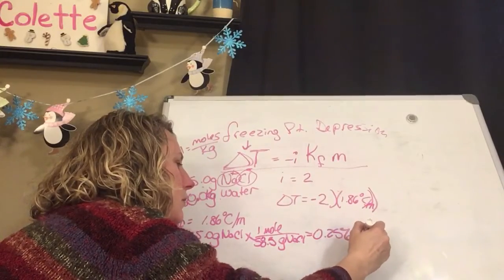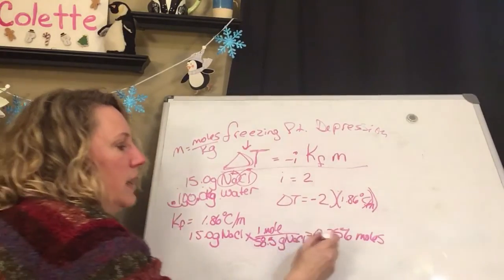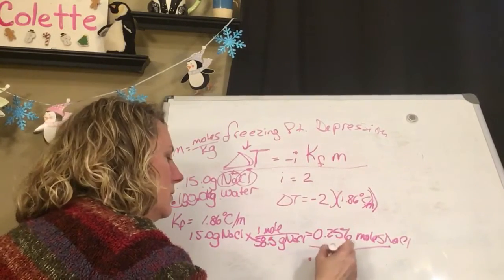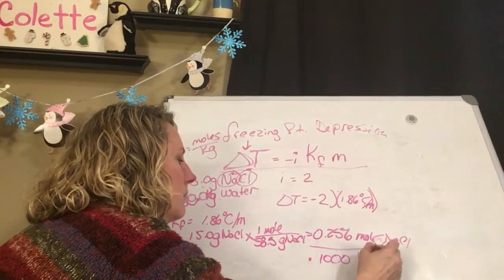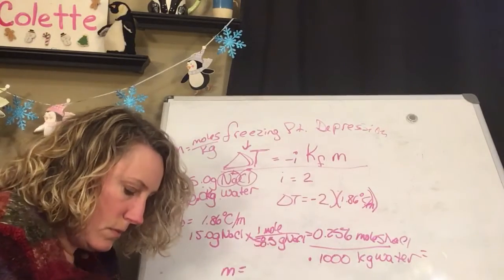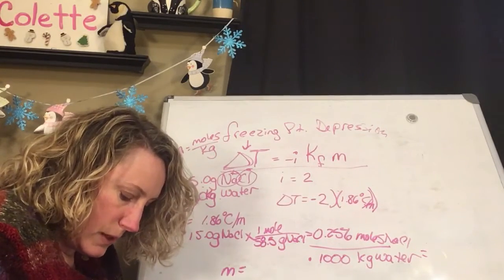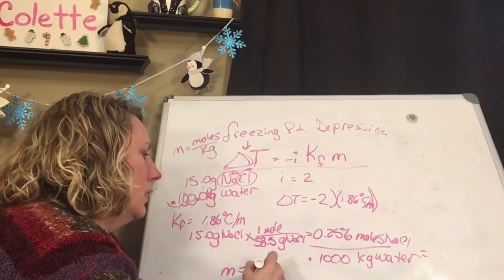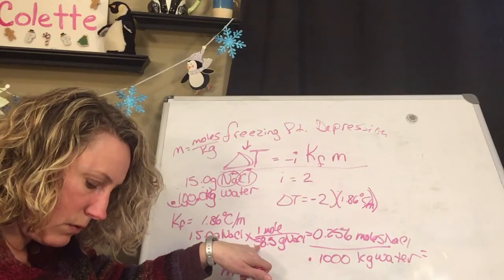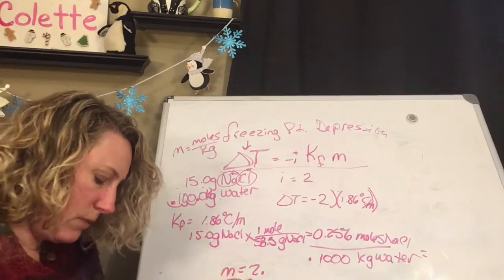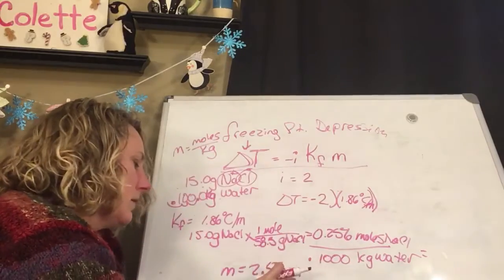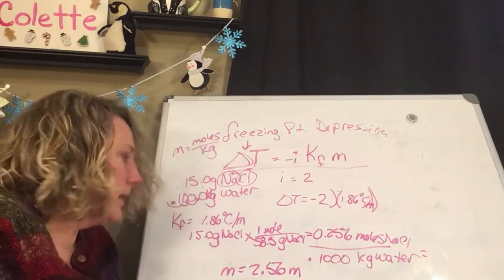So that gives me 0.256 moles. So I take that moles of NaCl over my 0.1000 kilograms of water, and that's going to give me my small m. So that's going to be 2, oh, did I write that wrong? I did. Oh no, I didn't. Okay, that's going to give me 2.56 small m.